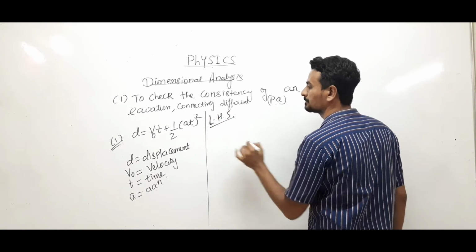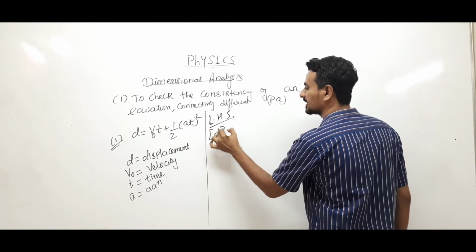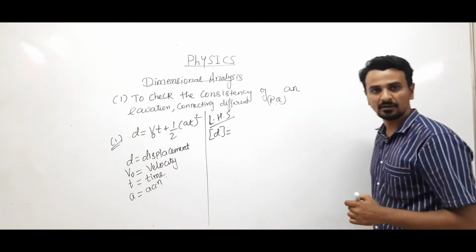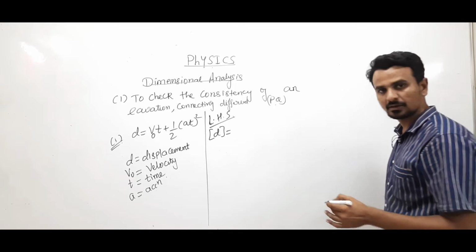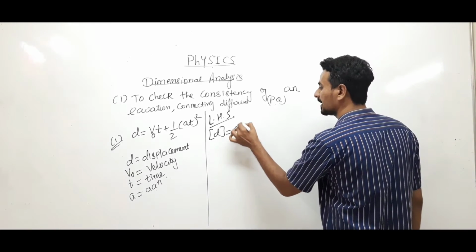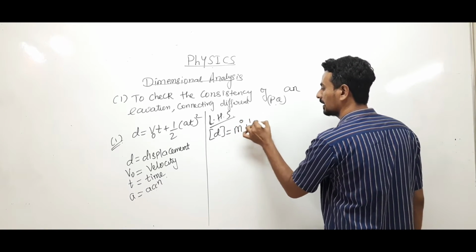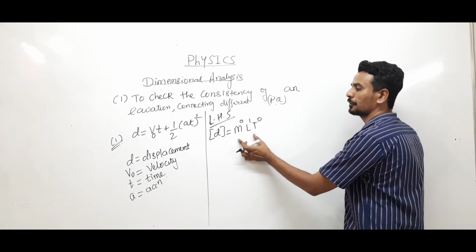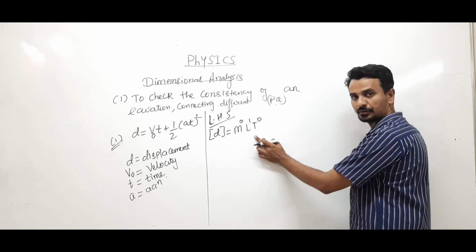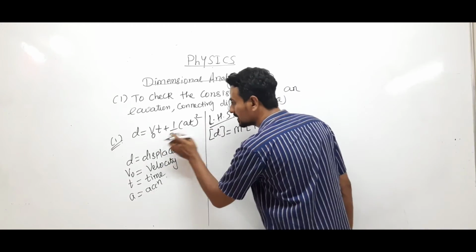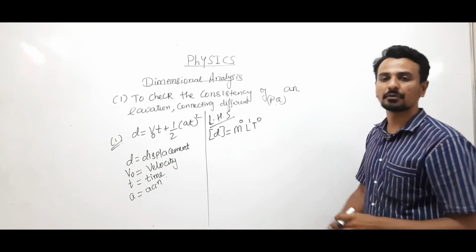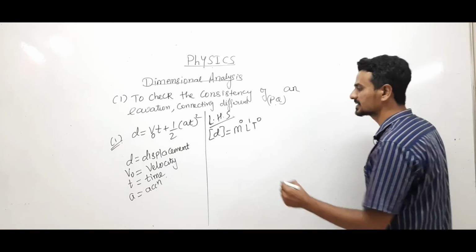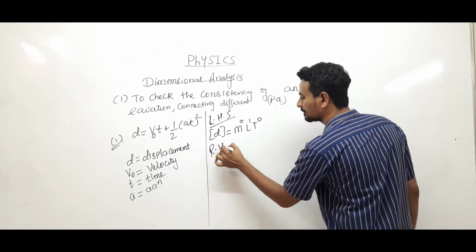We'll check this. In LHS, the quantity is displacement, which is in meters. So the dimensional formula will be M0 L1 T0. Now, if this dimensional formula M0 L1 T0 holds for both the terms on the right side, the equation is correct; otherwise the equation is not correct.